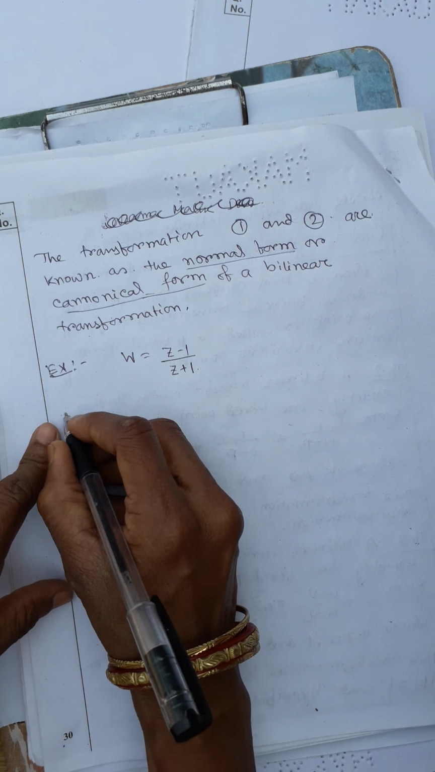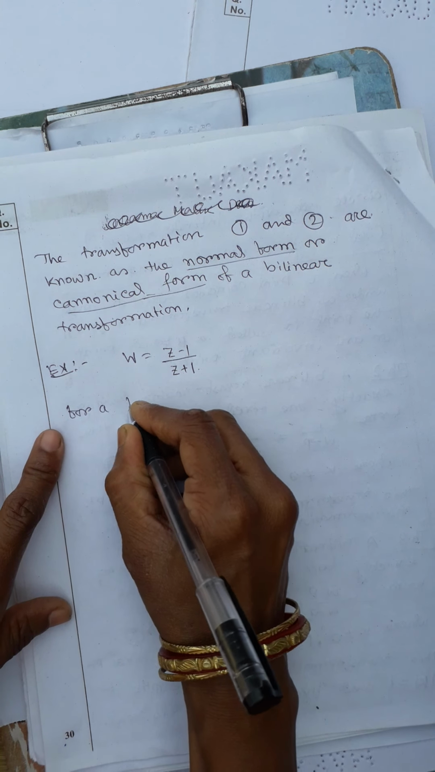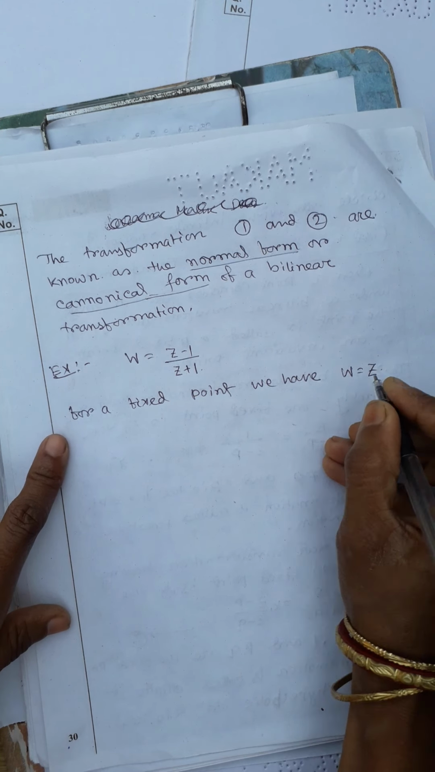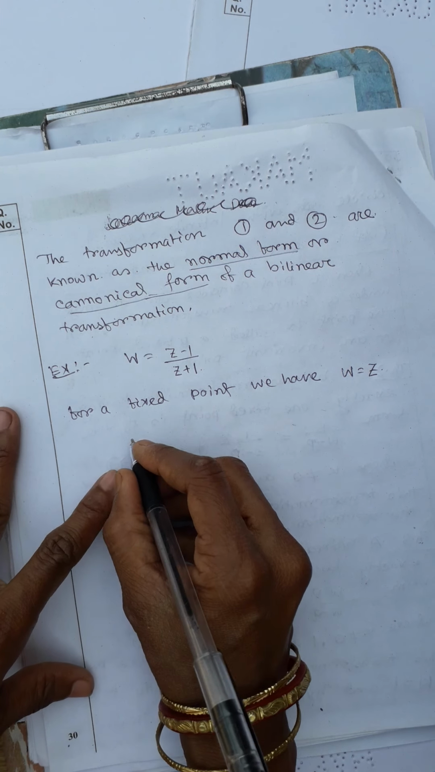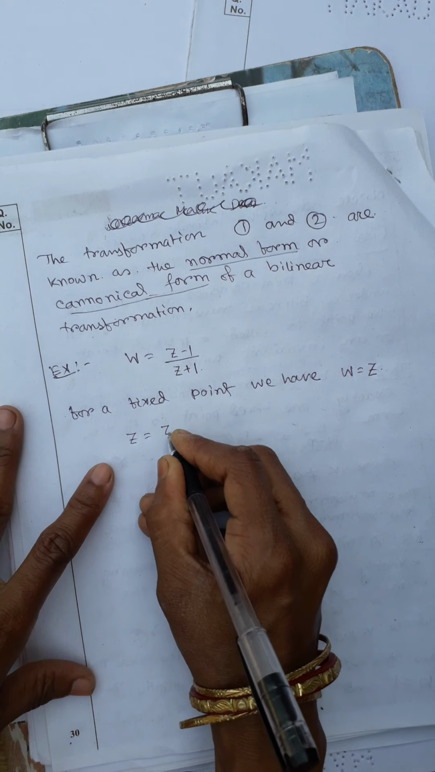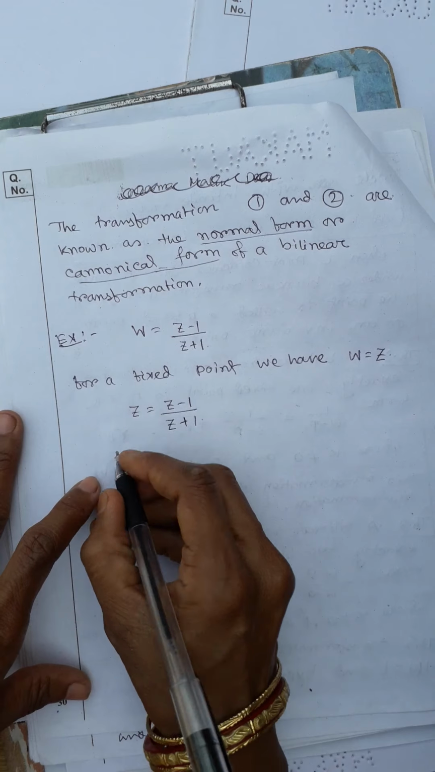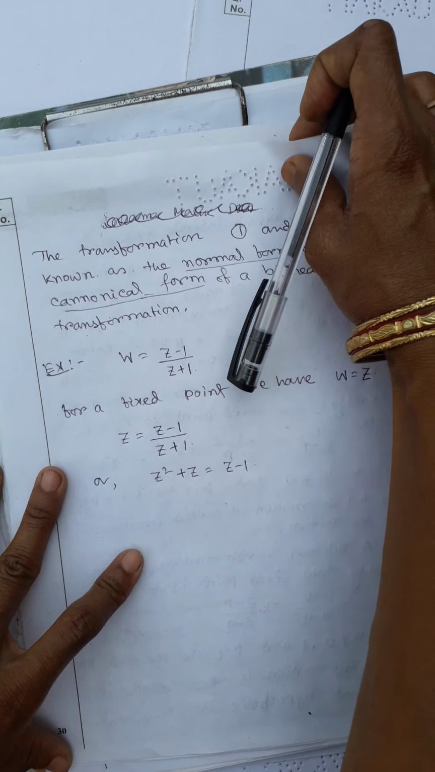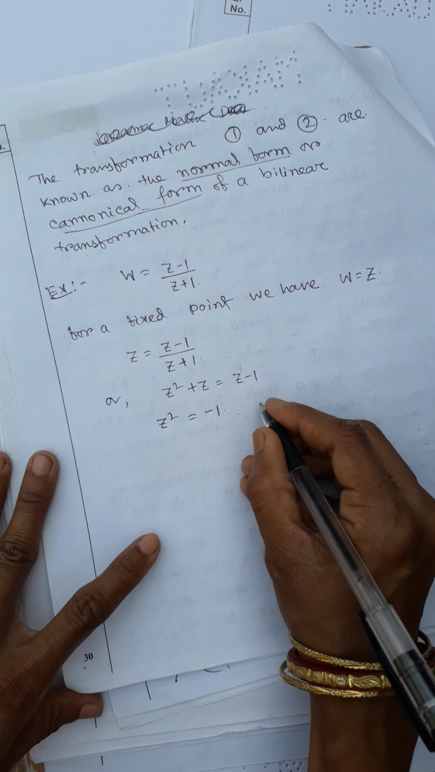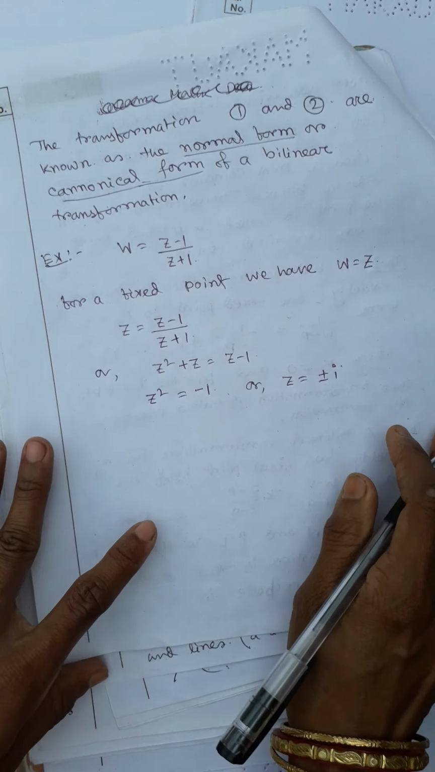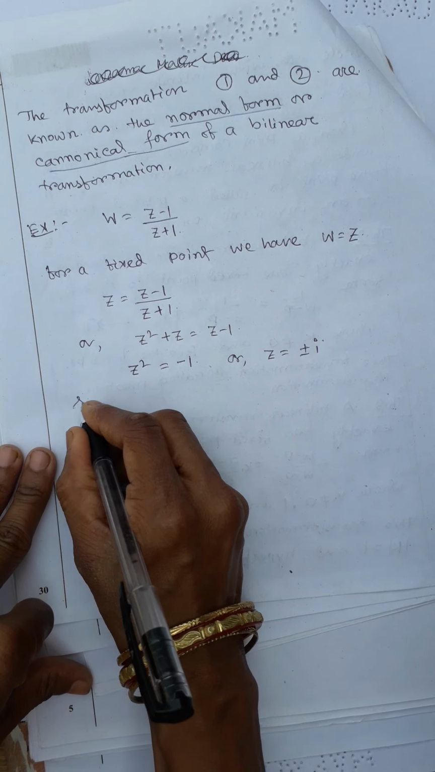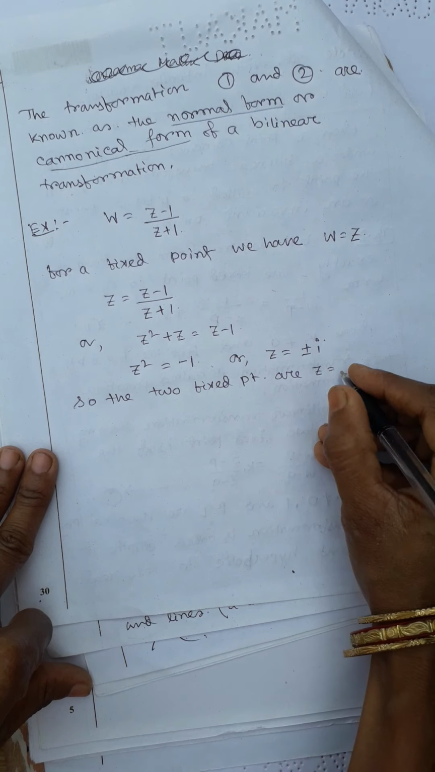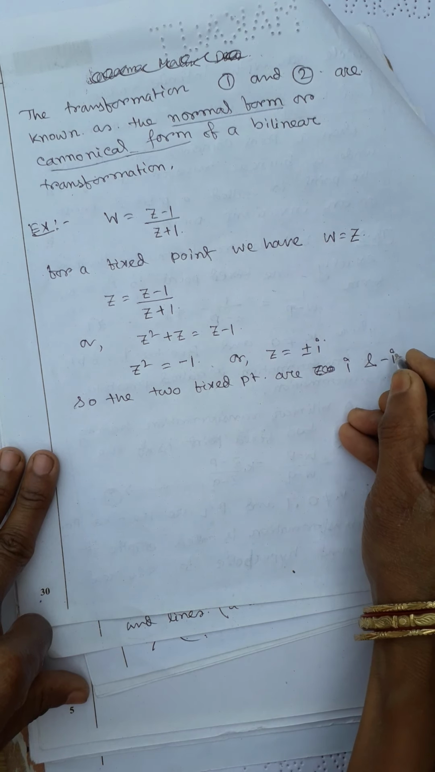Okay. Then, for a fixed point, we have W equal to Z. So for fixed point, we put W equal to Z. From here, Z = (Z minus 1)/(Z plus 1), or Z square plus Z equals Z minus 1. That means Z square equals minus 1, or Z equals plus or minus i. So the two fixed points are Z equal to i and minus i.